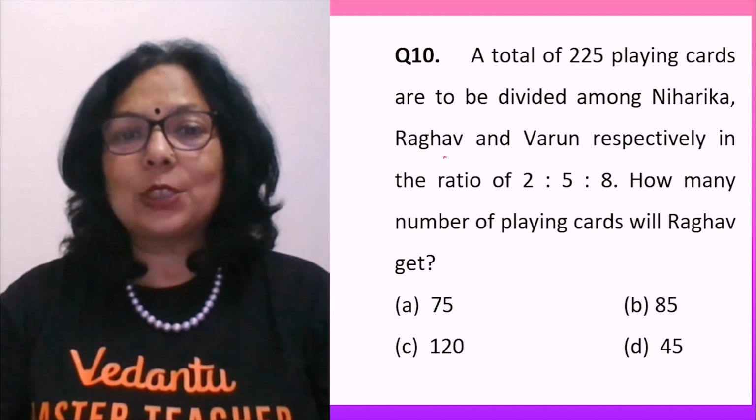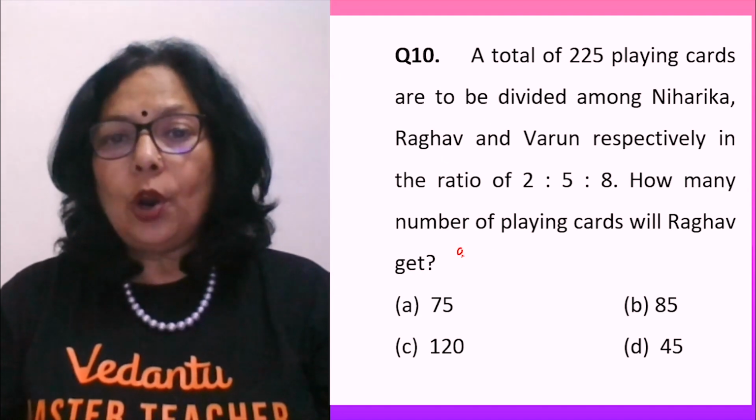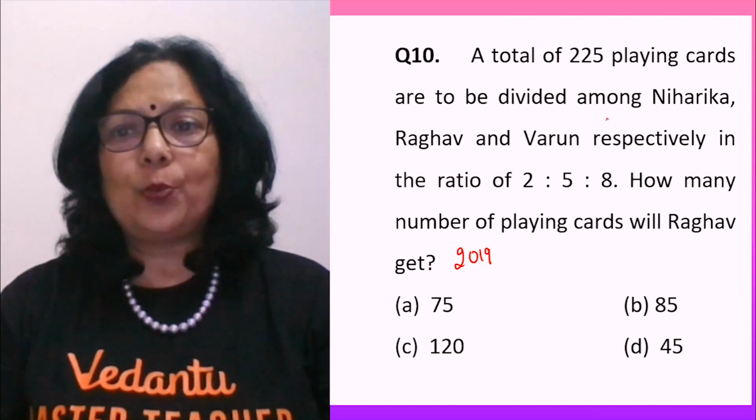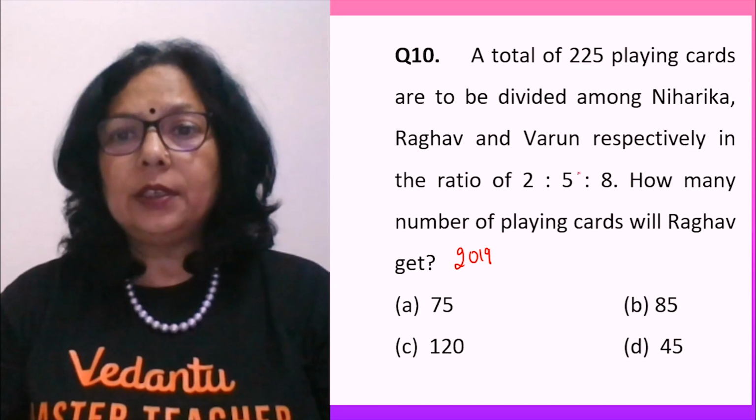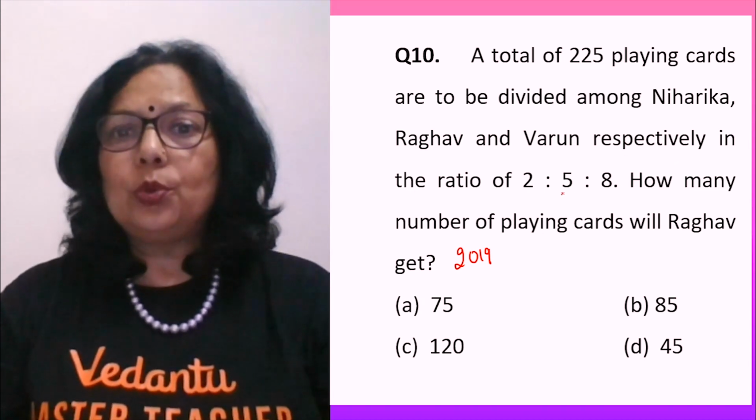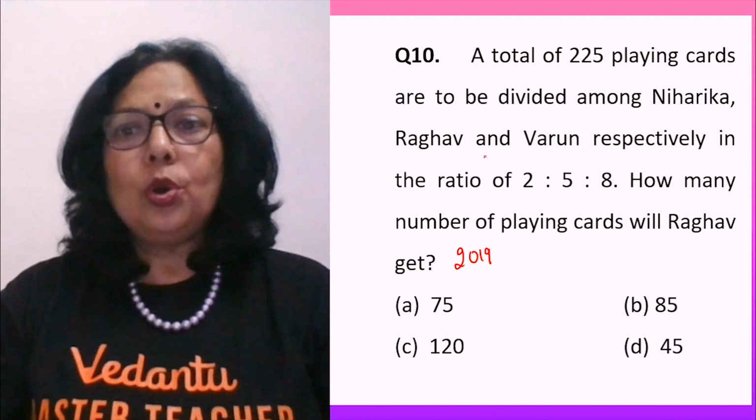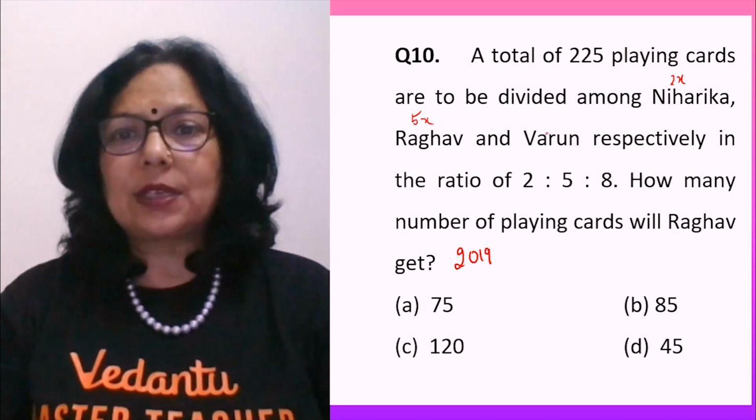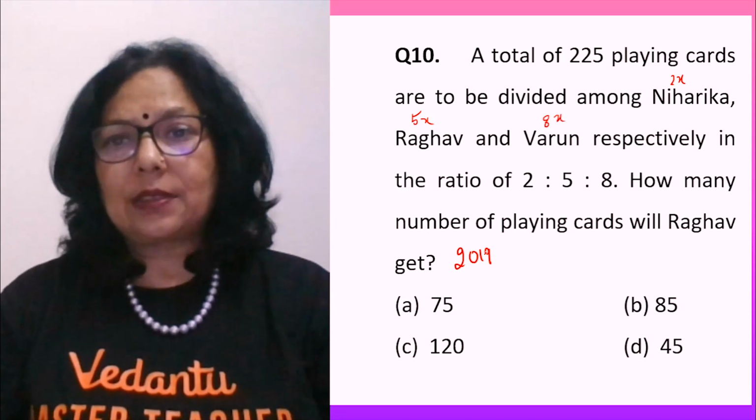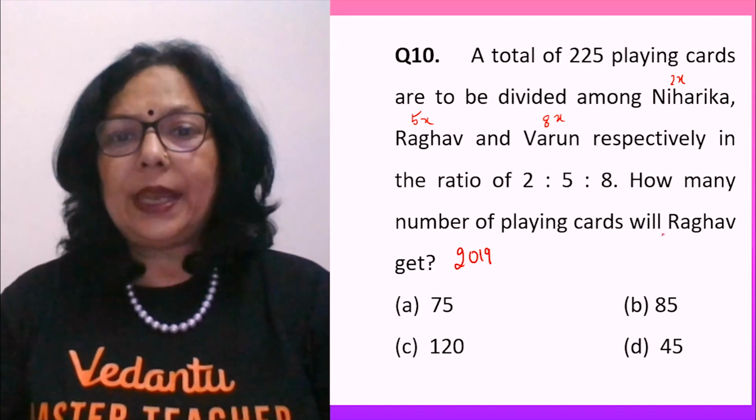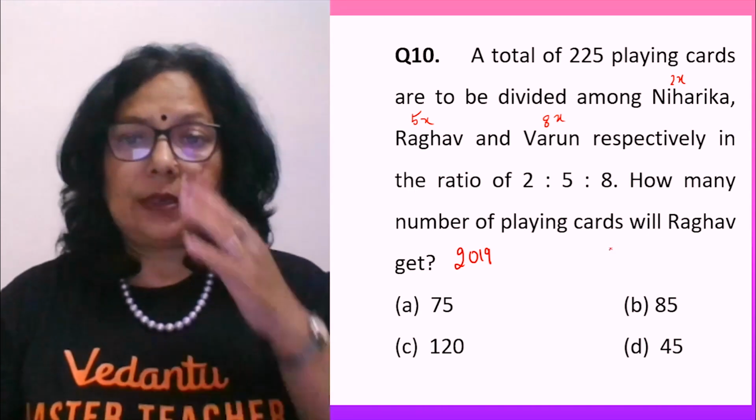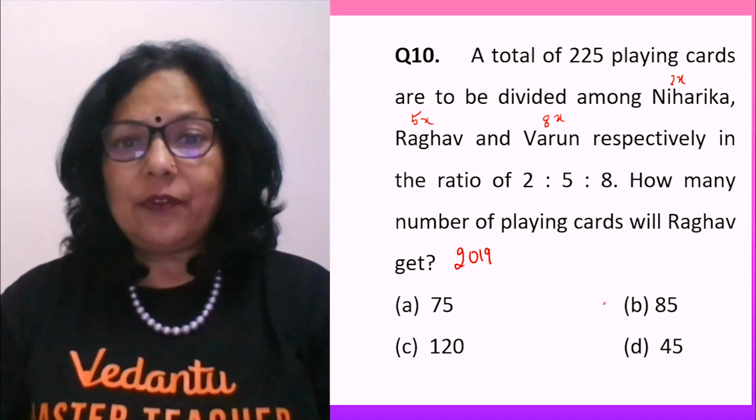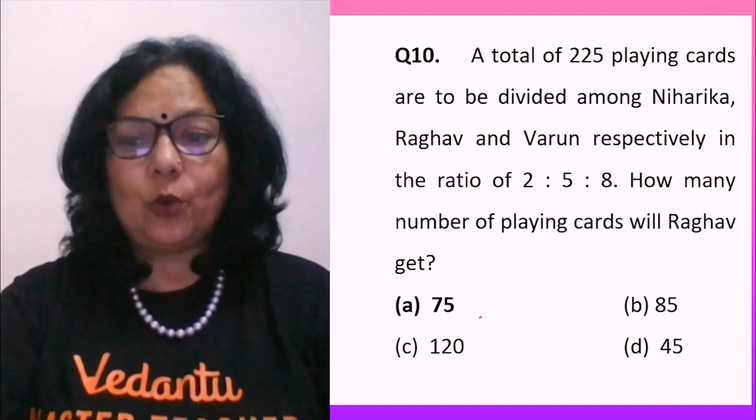So let us move to the last question of the session of year 2019. A total of 225 playing cards are to be divided among Niharika, Raghav and Varun in the ratio 2:5:8. So Niharika is getting 2x cards, Raghav is getting 5x cards and Varun is getting 8x cards. How many playing cards will Raghav get? 75, 85, 120 or 45?